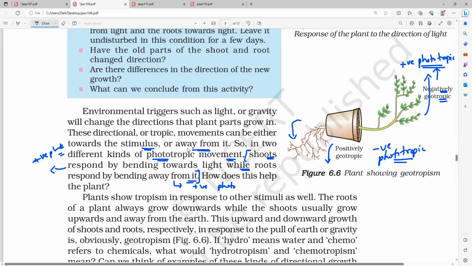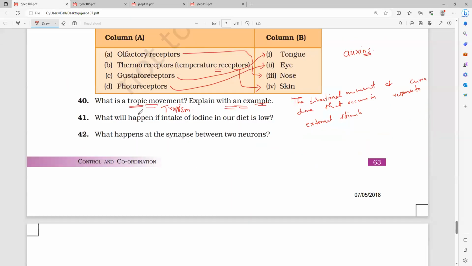Here also there is another example. Plants show tropism in response to other stimuli as well. The roots of plants always grow downwards, while the shoot usually grows upwards and away from the earth. This upward and downward growth of shoot and root respectively in response to the pull of the earth, or gravity, is geotropism. You can write any one example they are asking.